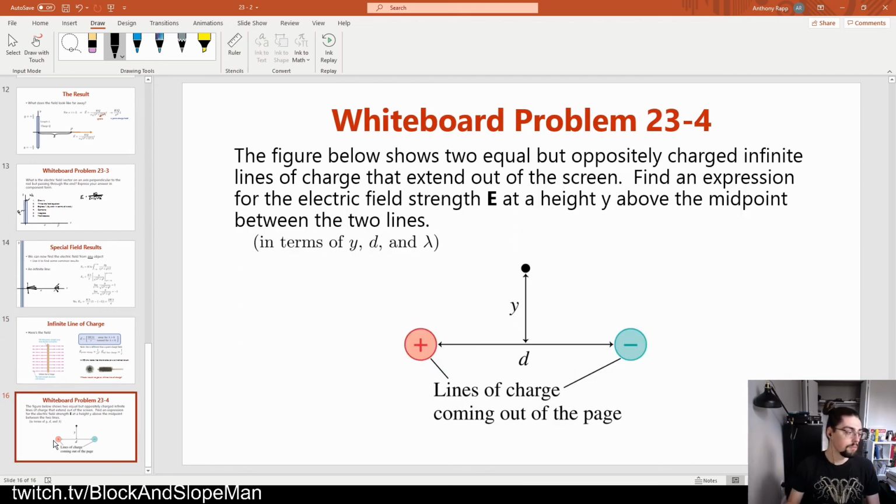So, let's try this. Let's imagine we have 2 infinitely long wires. One is charged with a positive lambda. The other is charged with a negative lambda, right? They're going into and out of the page, so they're like poking you in your eye if you're looking at this the wrong way. I want you to find the electric field strength at that black dot as shown in the picture.